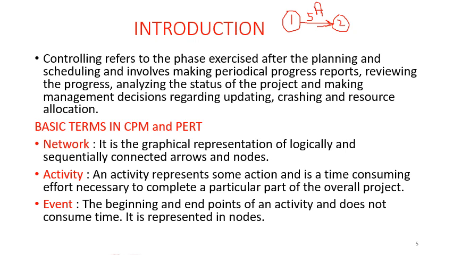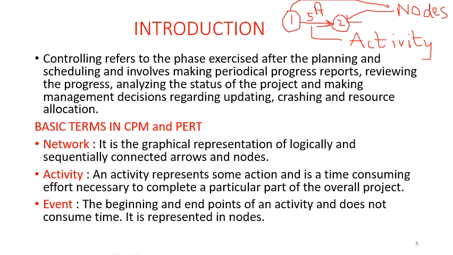Now here, this arrow represents the activity. Activity A is represented by the arrow. These circles, this 1 and 2, are called the nodes.